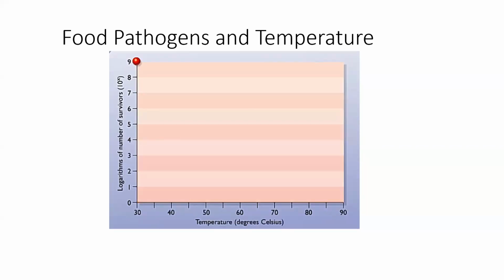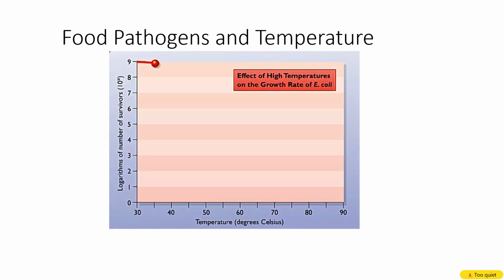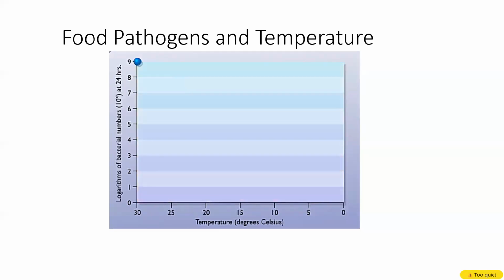Now watch the way that higher temperature affects the survival of E. coli. As the temperature is increased above the maximum growth temperature, the E. coli cells begin to die. As the temperature is increased, the cells die more and more rapidly until all cells are dead at temperatures above 80 degrees Celsius. Now watch the way that lower temperatures affect the growth of E.